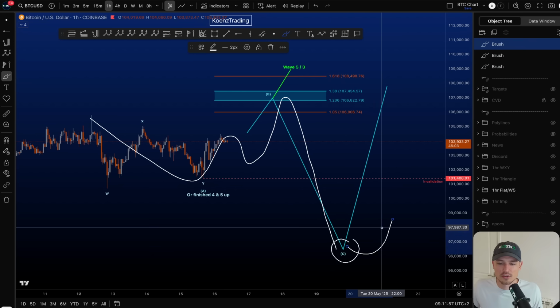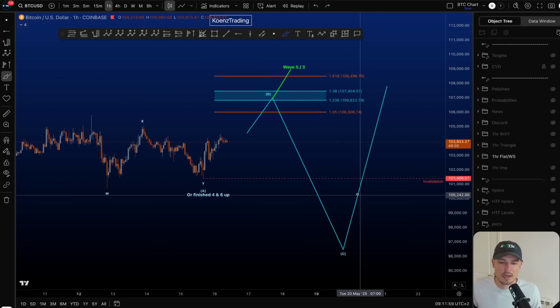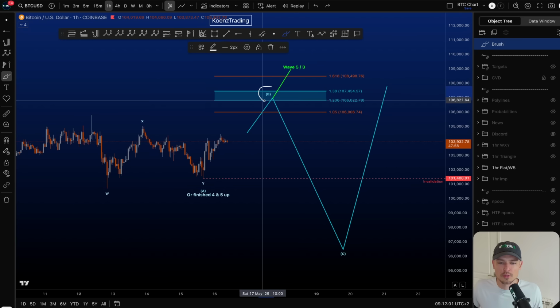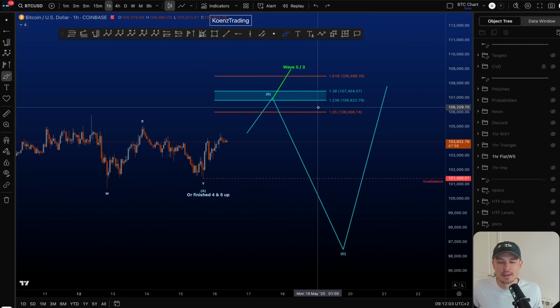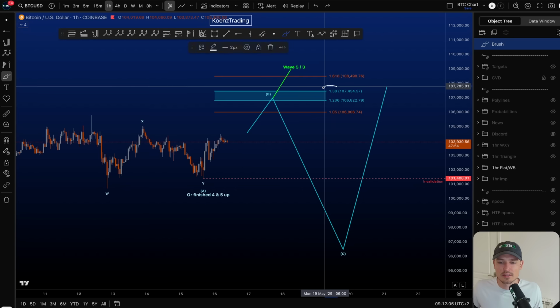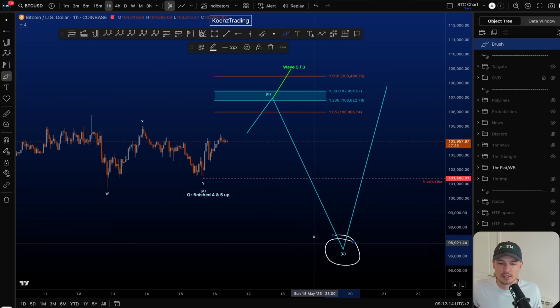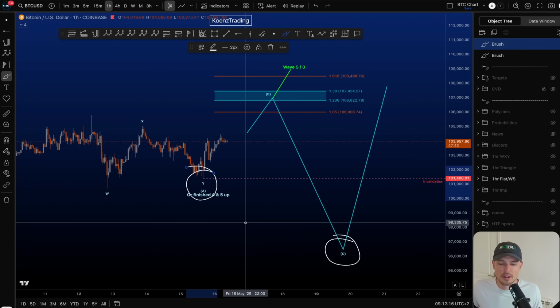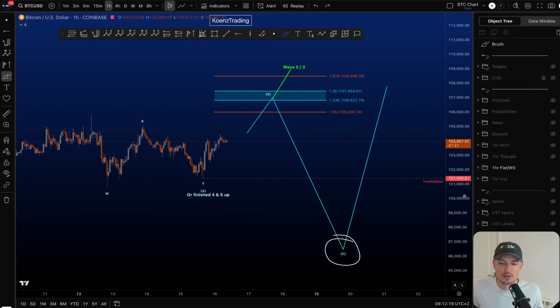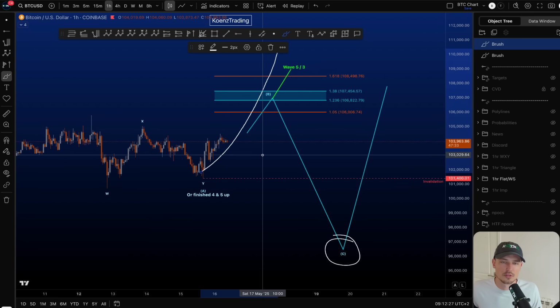When C is finished, you then look for price to move back towards the upside. The most common target for wave B in a flat structure is the 1.236 to the 1.38, which is 106.8K to 107.4K. You want wave C to move below the low of your wave A, that is most common, so below 101.4K. Also, your wave B has to be a 3-wave structure, not just a 5-wave impulse towards the upside.